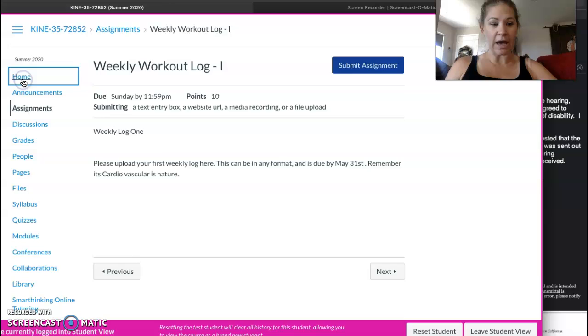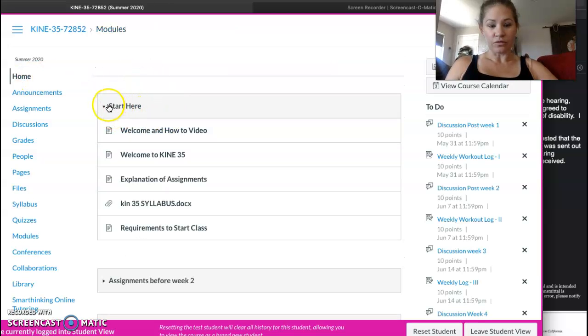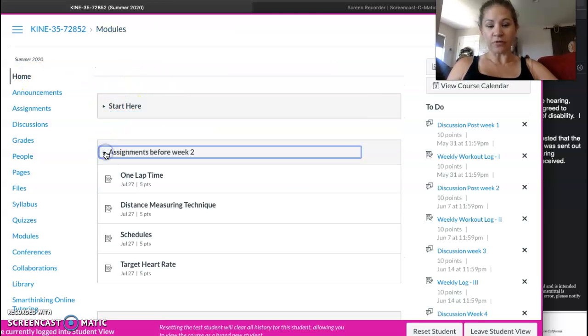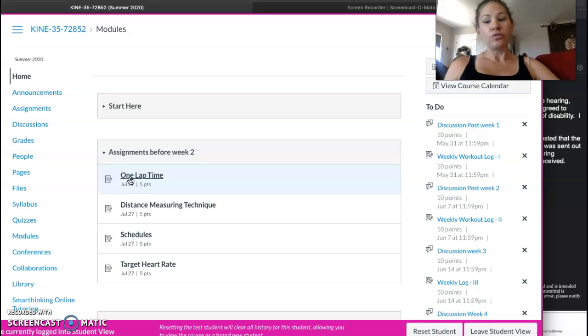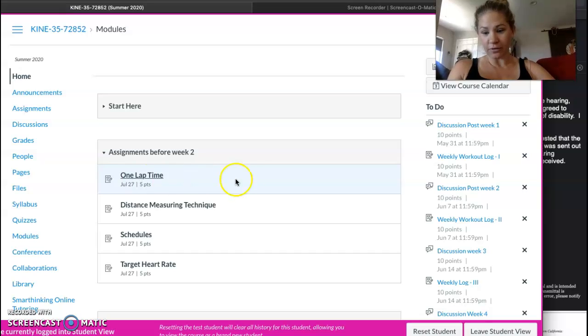Okay, so I'm going to go back into home, go through the start here. So before you do your weekly log, I need you to do your 1 lap test. I know a couple of you have reached out. The tracks aren't open. 1 lap is 1/4 of a mile. Okay, so if you have a smartphone, it will tell you how far 1/4 of a mile is. And the distance measuring technique, I believe I fixed, so you shouldn't have a difficult time with that.